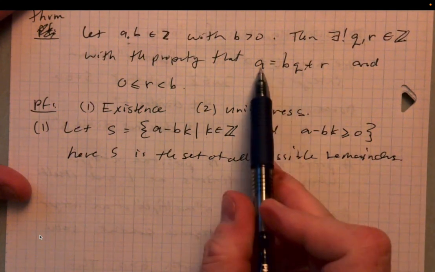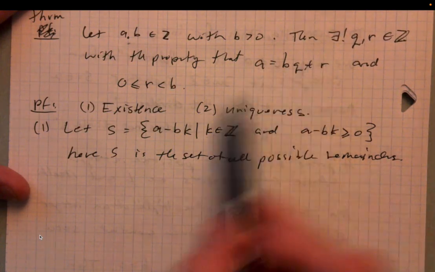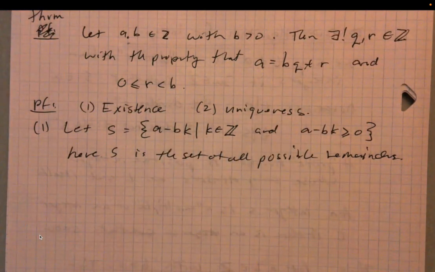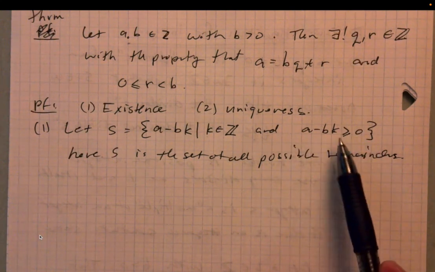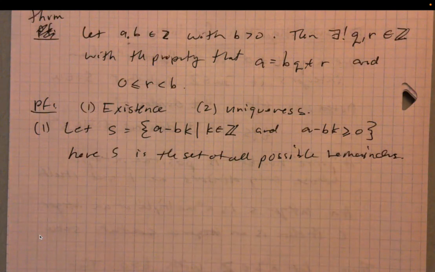Right, so we have a equals bq plus r. If I subtract the bq, I have a minus bq equals r. And that's what this is basically going to be. Here we're not putting any upper bound on the remainders. We're just simply saying that we're looking at all the possible positive remainders.